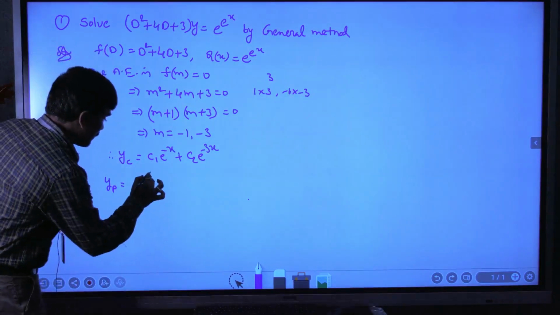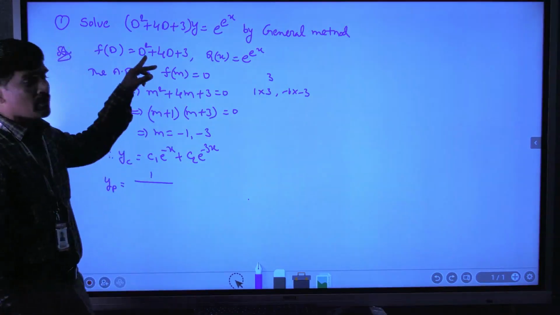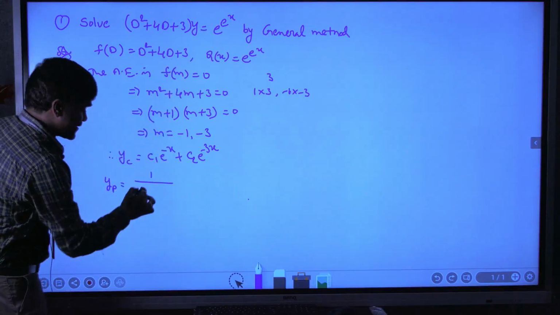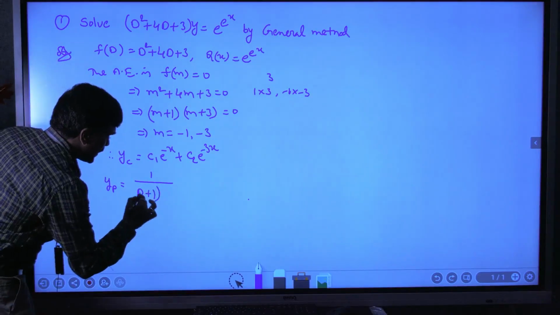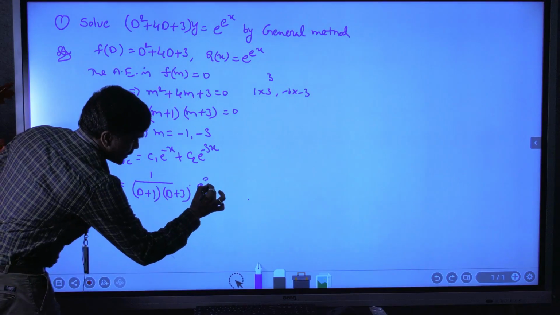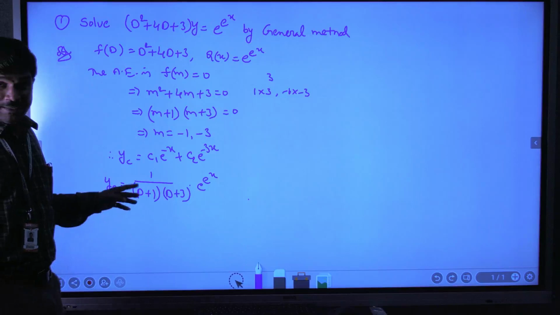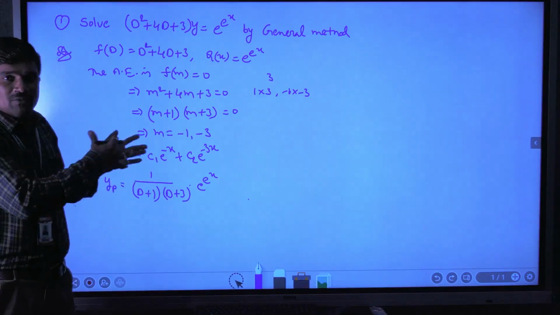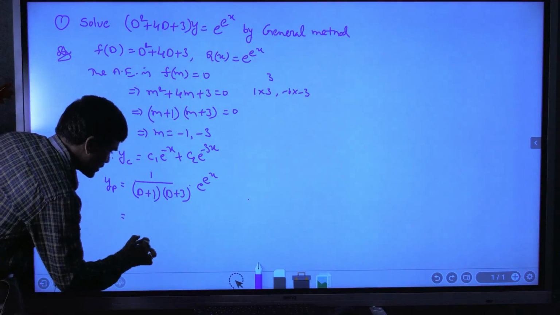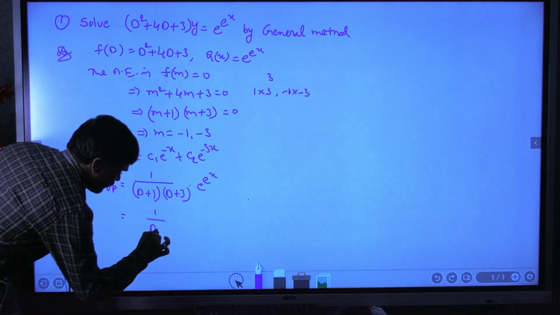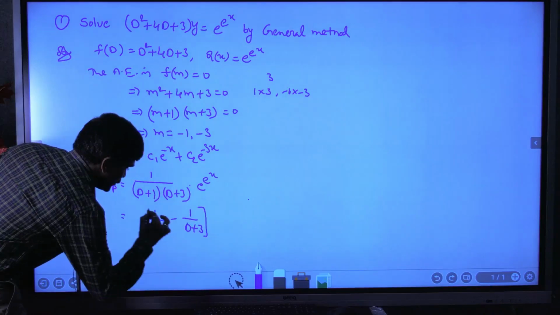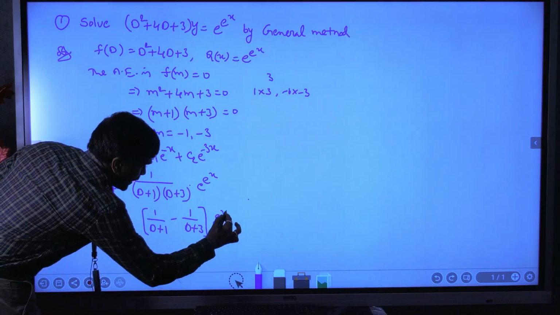So write 1 by f of D. What is f of D in the given problem? D square plus 4D plus 3. Writing it as factors, we get 1 by D plus 1 into D plus 3, and Q is e power x. After writing factors, we have to convert into partial fractions. So here the partial fractions are 1 by D plus 1 minus 1 by D plus 3 into e power x.